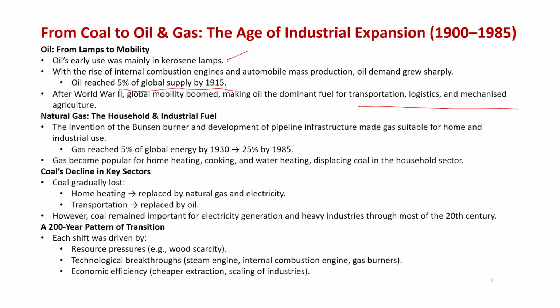Natural gas came much later, and it was only the invention of the Bunsen burner and the development of pipeline infrastructure which made gas suitable for home and industrial use. Gas was about 5% in 1930, and reached about 25% by 1985. So the growth of gas has been much slower compared to coal and oil, because supply of gas is still limited, and, as you will see, the growth has not been that great.